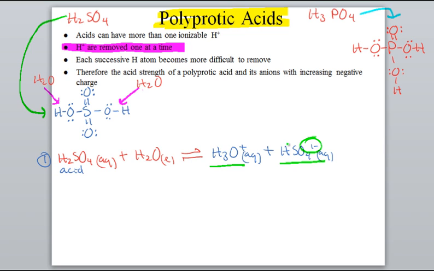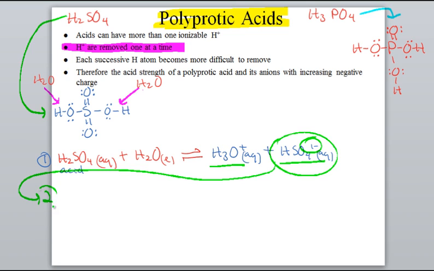Okay, this hydrogen sulfate that's produced can then react with a second water molecule, and I want you to complete that reaction. So, complete this reaction showing hydrogen sulfate behaving as an acid. Pause the video and write the two products for this acid-base reaction.